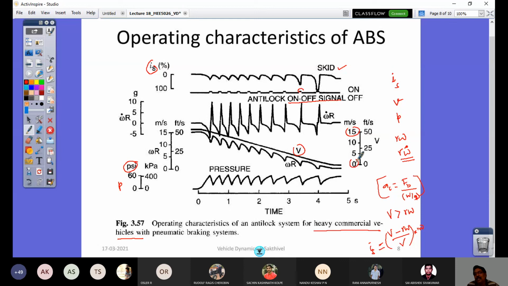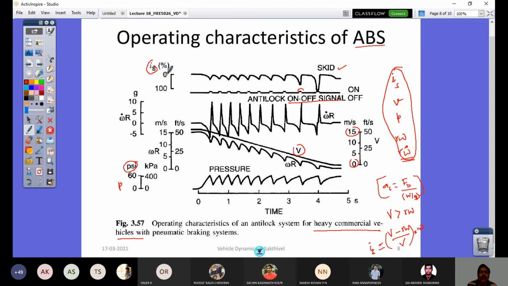So in 5 seconds, this much deceleration is possible. The slope of this curve is the cumulative deceleration, right? For an understanding purpose, all these parameters and the variation in their events are represented in order to understand the characteristics of ABS. So look here, you have the skid value.